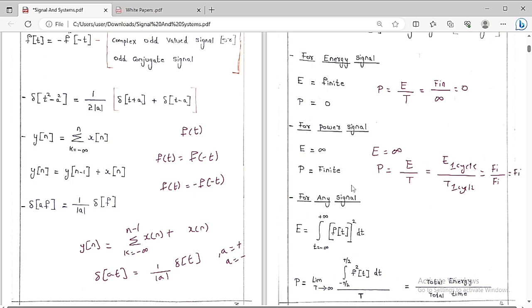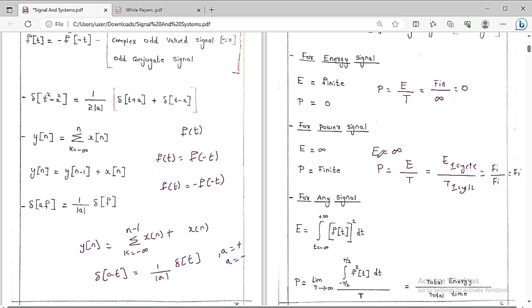So therefore we can say that for a power signal, the energy is equal to infinite and the power is equal to finite. So if you see clearly, here energy is equal to finite, that is the result is called the energy signal. Here power is equal to a finite value, so that result is called the power signal.